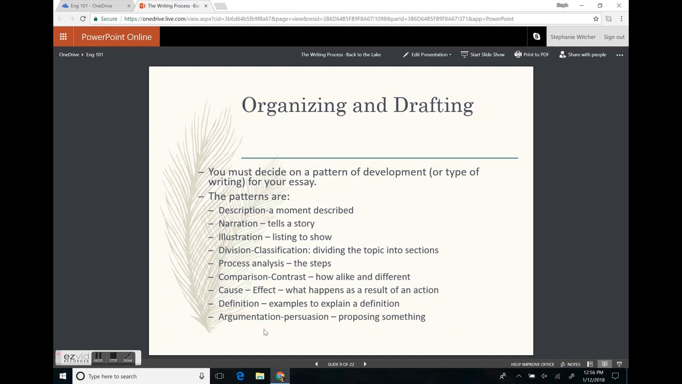Now, there's one thing I want to still say about thesis statements. You may not be ready to write a thesis statement yet. Sometimes I'm not ready to write a thesis statement until after I write the paper because I don't know where I'm going until I get there.